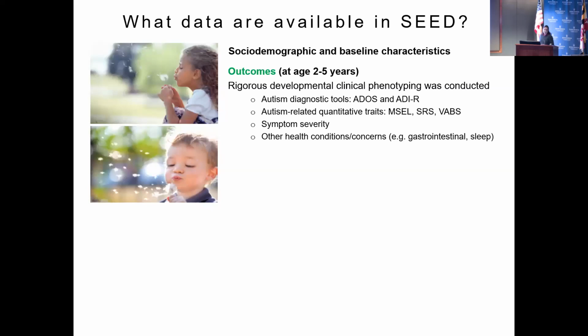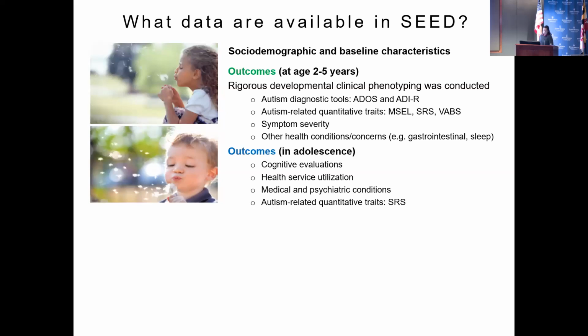Okay, so what kinds of data are available in SEED? There are a whole host of different sociodemographic and baseline characteristic data that were collected. We have a number of different outcomes that were collected at age 2 to 5 in these children, including really rigorous developmental clinical phenotyping. I've listed a number of them here.